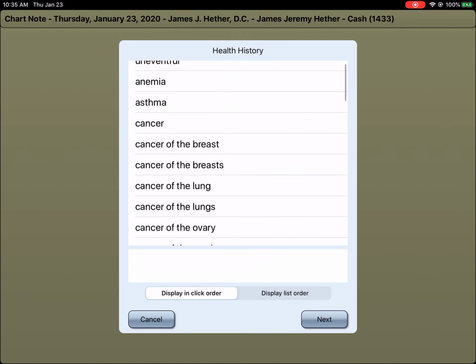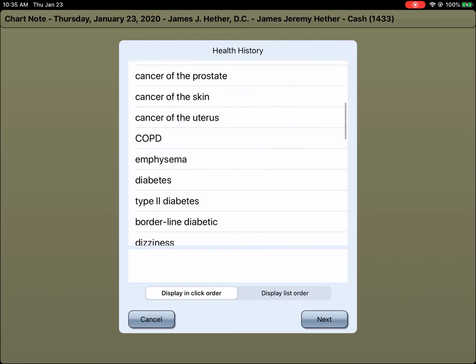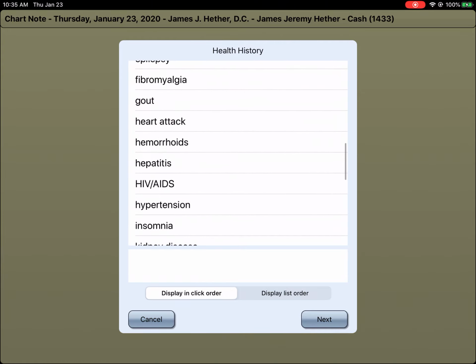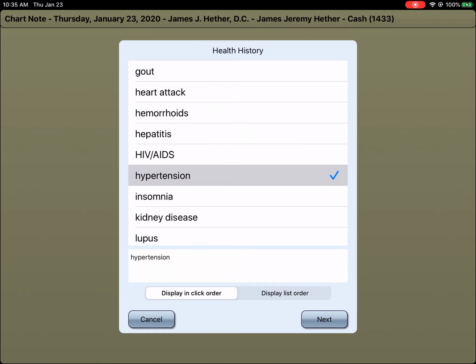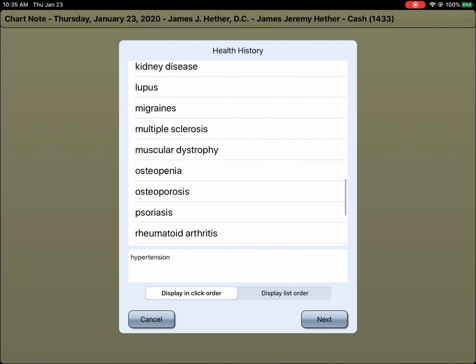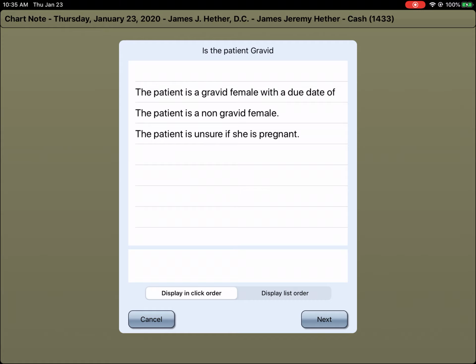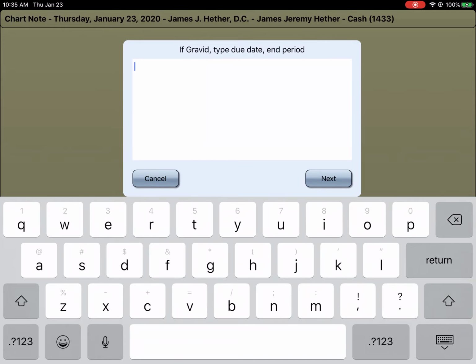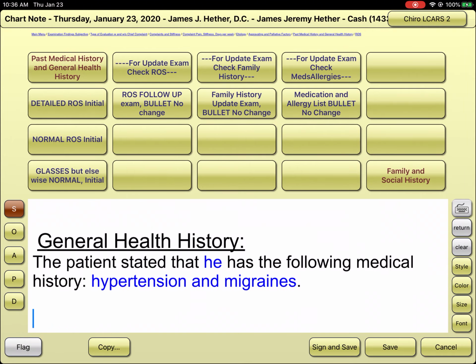Basically, let's say they have high blood pressure. So we have hypertension, and again, sometimes get migraines with the headaches. Again, not female, so we don't have to mark down pregnancy. And if they were pregnant, we would just put down their due date right there. From there, we go into our review of systems.